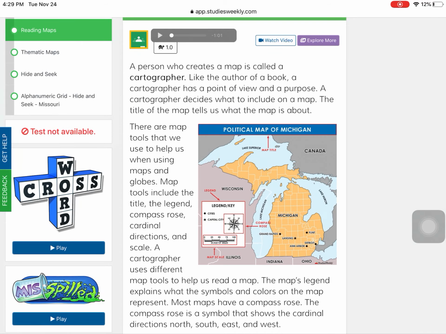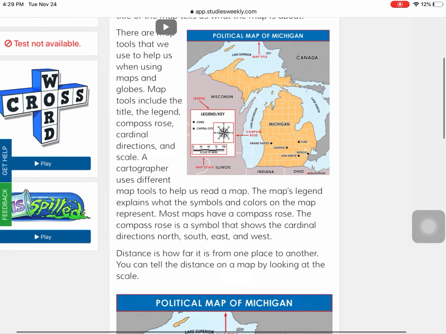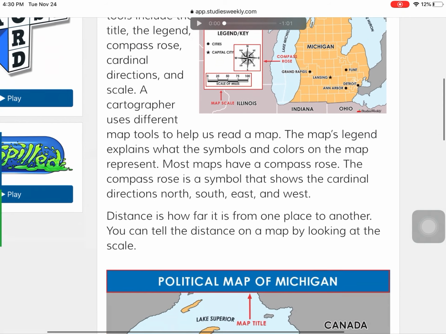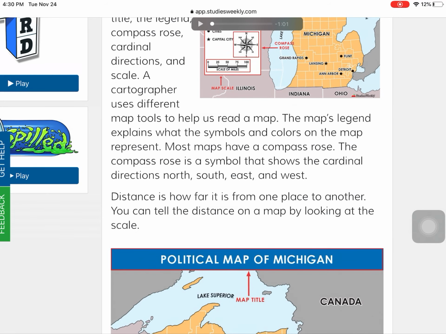There are map tools that we use to help us when using maps and globes. Map tools include the title, the legend, compass rose, cardinal directions, and a scale. Our cartographer uses different map tools to help us read a map. The map's legend explains what symbols and colors on the map represent. Most maps have a compass rose. The compass rose is a symbol that shows the cardinal directions: north, south, east, west.